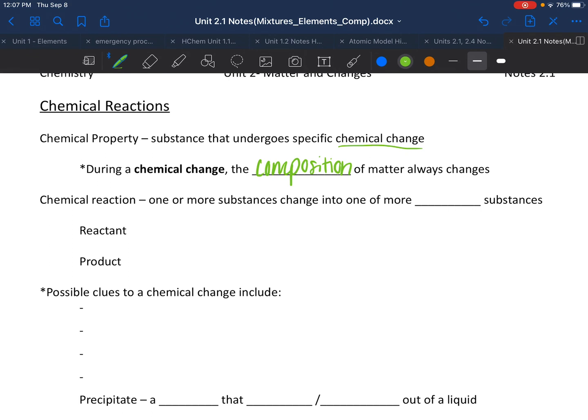And so in order for a chemical reaction to occur, one or more substances has to change into one or more new substances. To give ourselves some terminology here with a chemical reaction, we have reactants. These are what do the reacting. Reactants are present at the start of the reaction. Products are what are produced in the reaction.